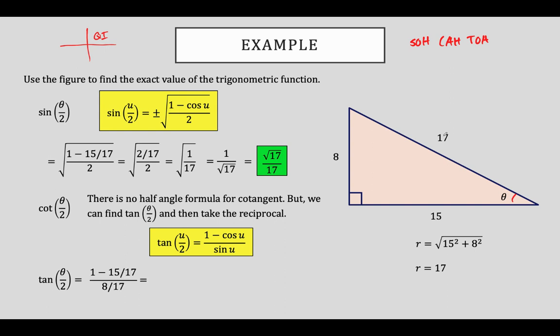Tangent of theta over 2 is 1 minus 15 over 17 divided by 8 over 17. 1 minus 15 over 17 gives me 2 over 17. And dividing by 8 over 17 is the same as multiplying by 17 over 8. Multiply by the reciprocal. Notice 17s are going to divide out. 2 over 8 reduces into 1/4. And that is the tangent of theta over 2. Well, if that's the tangent of theta over 2, the cotangent of theta over 2 will be the reciprocal of this quantity, meaning that the cotangent of theta over 2 is equal to 4.